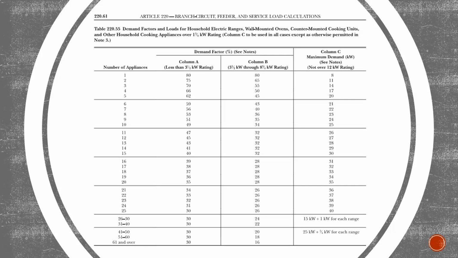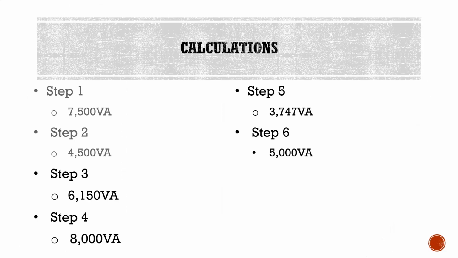If it were a 15 kW range, we would be 3 kW over, so we would have to increase our column C value by 15%. Step number 7, we did have a 14 kW range, so for our 8 kW for one appliance, we increase that by 10%, and we come out to 8,800 volt amps.